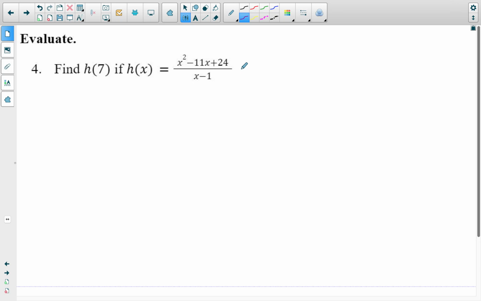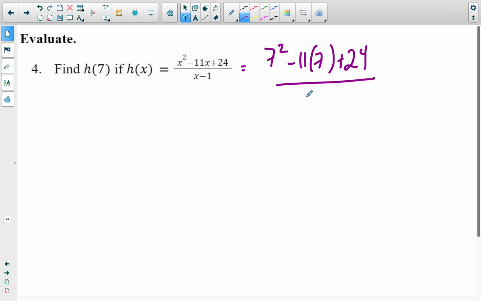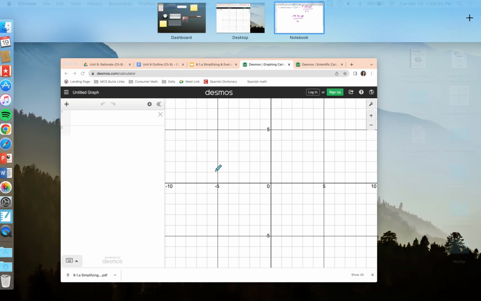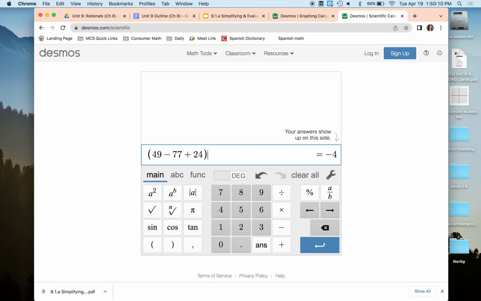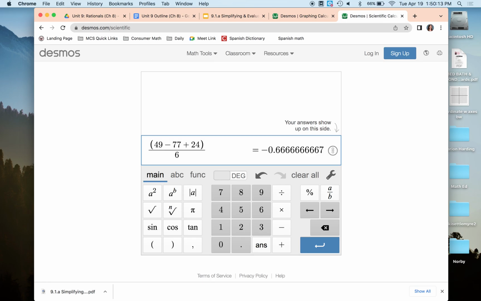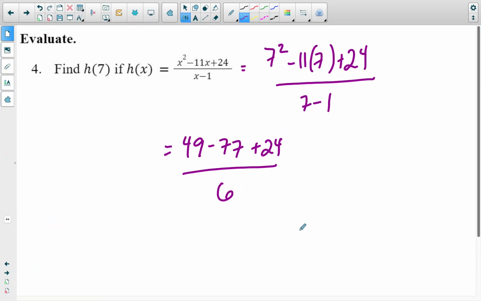All right, find h of 7. 7 squared minus 11 times 7 plus 24. I'm telling you guys, just take some time when you're plugging these in. It's so easy to make a silly sign mistake. 49 minus 77 plus 24 divided by 6. So we can plug that in. Let's see, 49 minus 77 plus 24, and we want that to be divided by 6. And we should get -2/3. Okay, that's it. Take a look at your practice and let me know what questions you have.